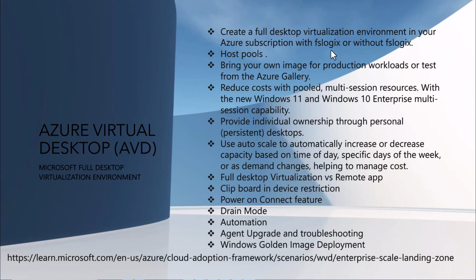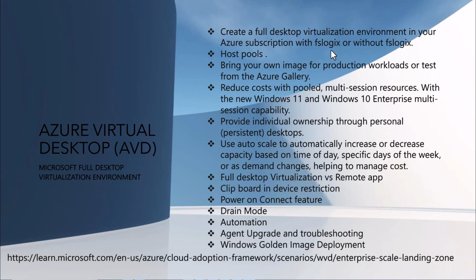And then the host pools. First you will be creating a host pool, and the host pool will have one or two, or maybe a number of virtual machines inside it. And we are also creating an image as a golden image. We can select from the Azure gallery, or you can select our own image for the deployment.